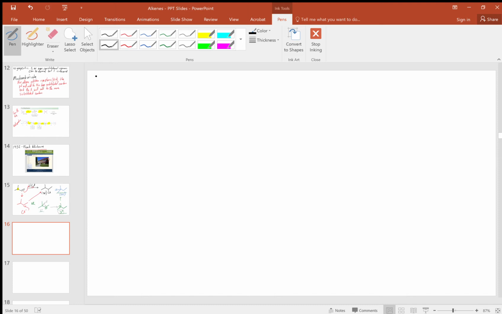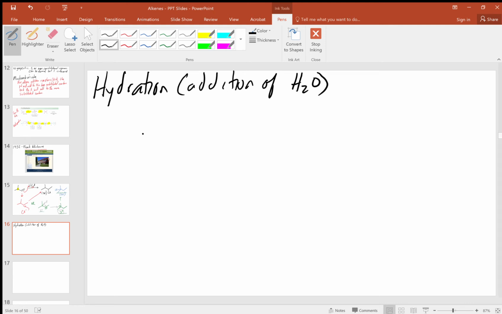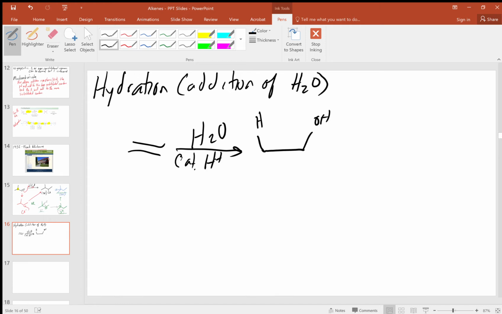Alright, our next reaction of alkenes is the hydration reaction. And as you may have guessed based on the name, it is the addition of water. So if we start with an alkene, we add water to it. We add a hydrogen to one carbon and an OH group to the other side. But in addition to needing water, in general this reaction requires catalytic acid.